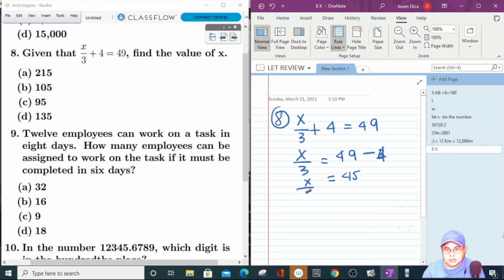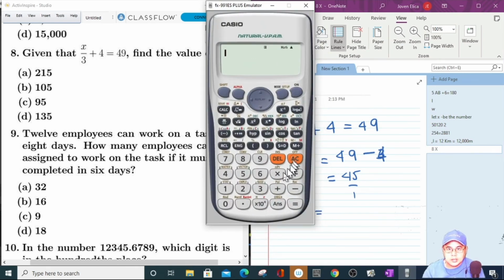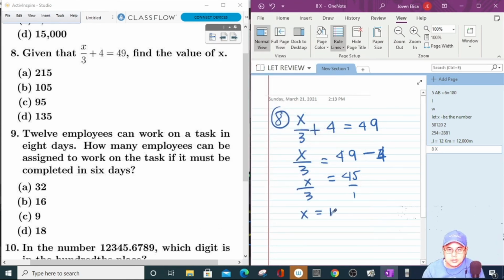So x over 3 is equal to 45. Then just cross multiply. So x is equal to 45 times 3. 45 multiplied by 3 is equal to 135. The answer is letter D.